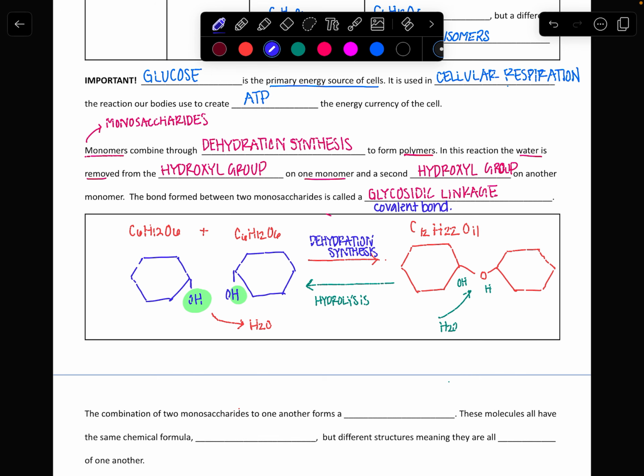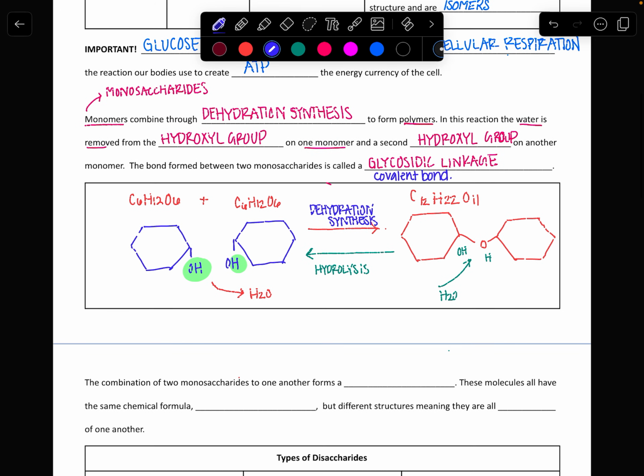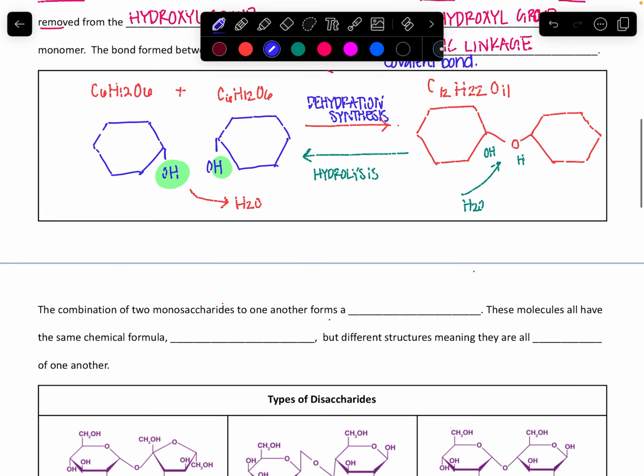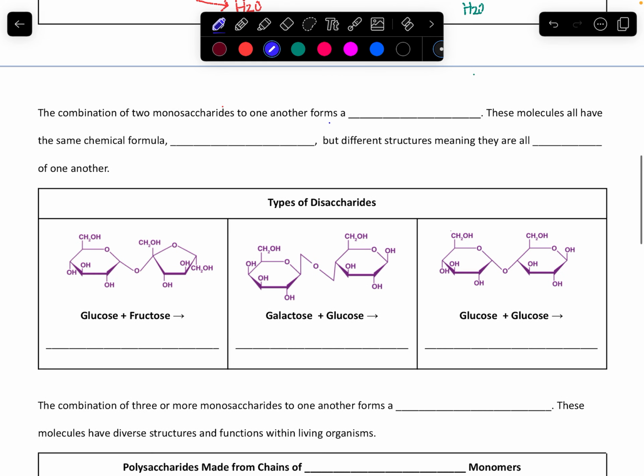We're going to see this a bunch of times as we go through our carbohydrates activity that we're going to start tomorrow. All right. Now, the combination of those two monosaccharides, we already kind of put the formula up there, to one another forms a structure that we call a disaccharide, okay?